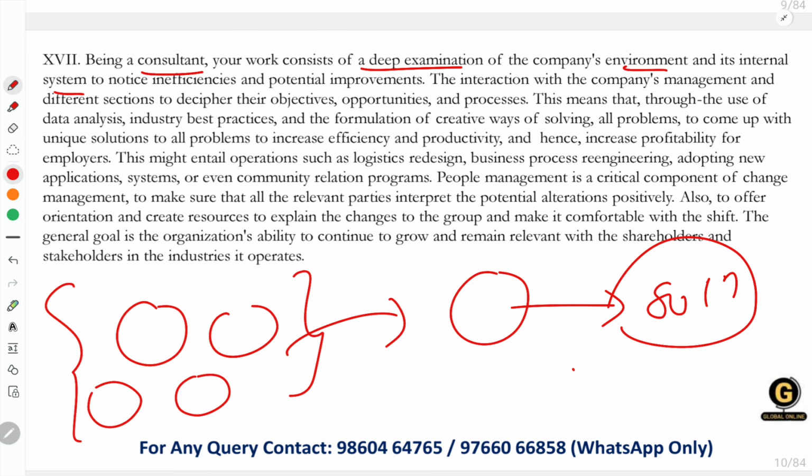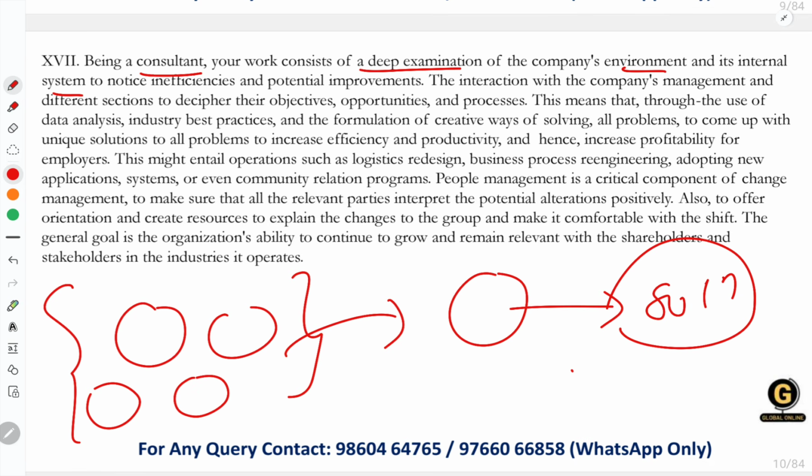So चार चीजें समझनी है. Consultant, what is the work of a consultant? He'll understand the company's process, deeply understand the company's inefficiencies, and what are the areas we can improve on. By collecting all the data from different departments, by understanding the different industry best practices going on, and creating the best creative solution to all these problems, that can increase the efficiency and productivity of the employees in the company, and hence increase the profitability of the employer, जिसका वो कंपनी है. How can he do it? By redesigning the logistics, by business process re-engineering, or adopting a new application system, or even a community relation program.